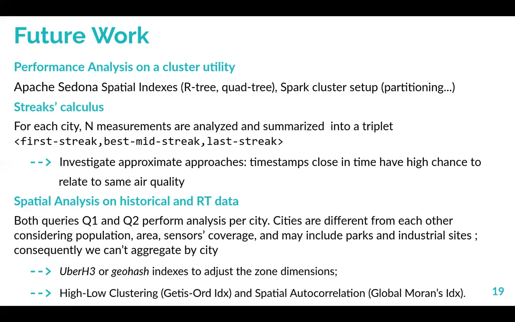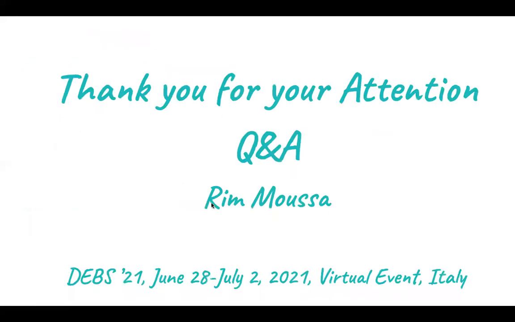We propose to either use Uber H3 or GeoHash indexes to adjust the zone dimension within the same city. Or also we can use hot-spot clustering or spatial autocorrelation to perform spatial analysis on the data. Thank you for your attention.